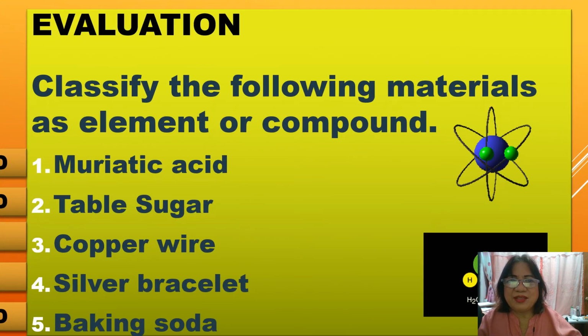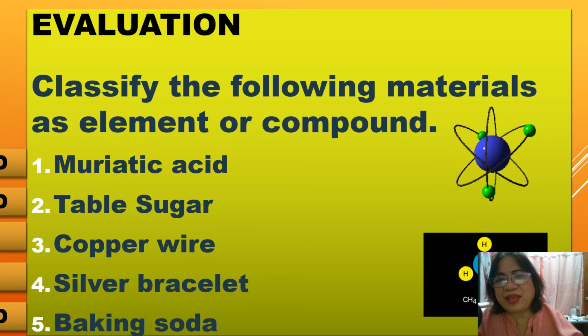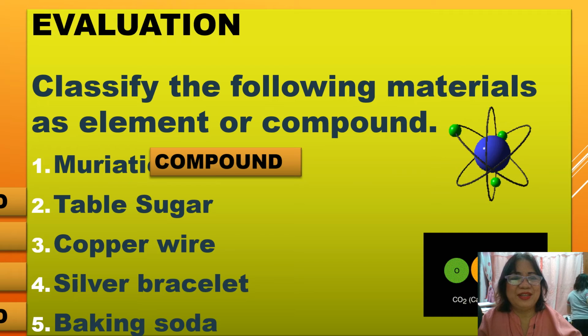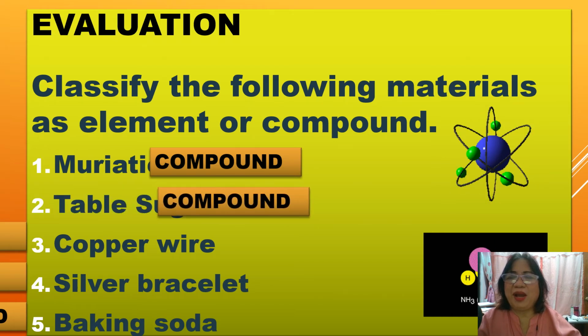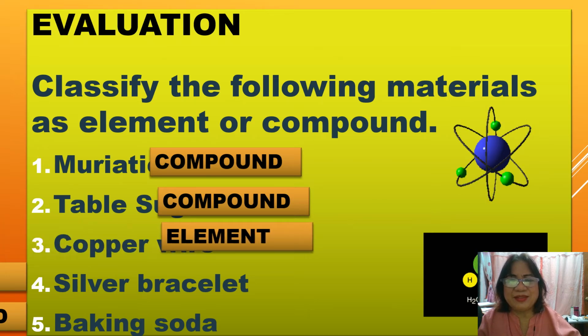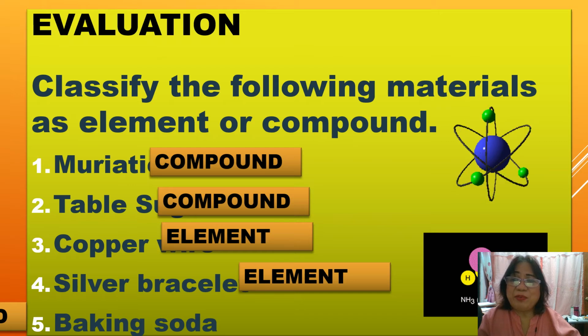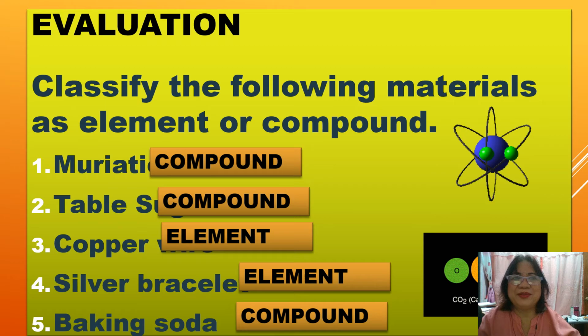Okay, now let's take another example. Let us classify the following materials as elements or compounds. Muriatic acid, compound. Table sugar, yes, it is a compound. Copper wire, it is an element. Silver bracelet, it is an element. How about the baking soda? Okay, it is a compound.